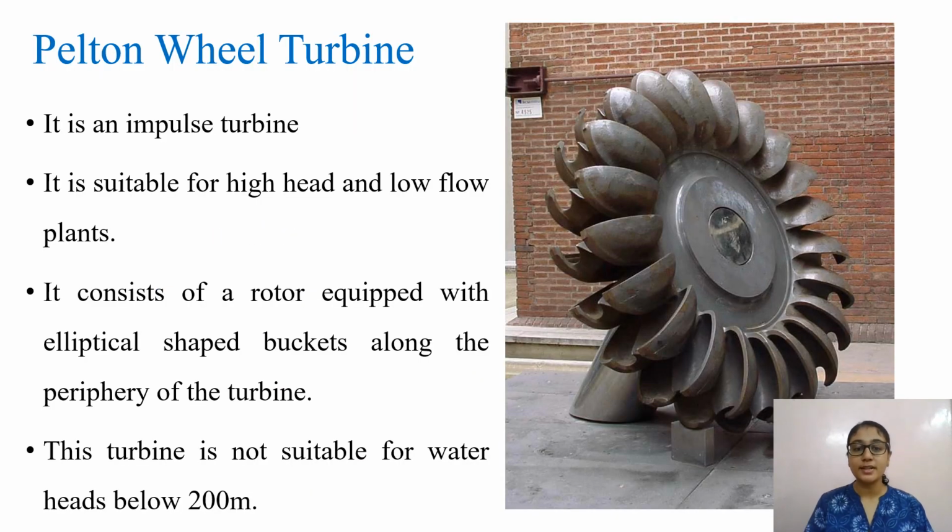Now, I would like to discuss some other important types of turbines. First is the Pelton wheel turbine. It is an impulse turbine and is suitable for high head and low flow plants. The potential energy of water in the penstock is converted to kinetic energy in a water jet issuing from a nozzle. It consists of a rotor equipped with an elliptical bucket along the periphery of the turbine. Majority of the Pelton turbines are of horizontal shaft type. Impulse turbines have long penstocks due to high heads. This turbine is not suitable for water heads below 200 meters.